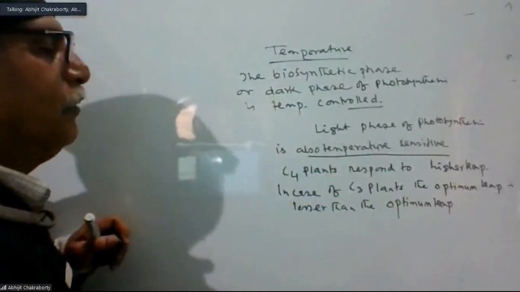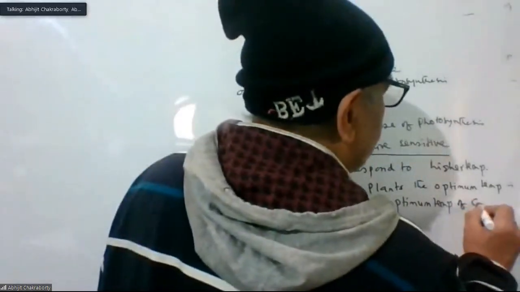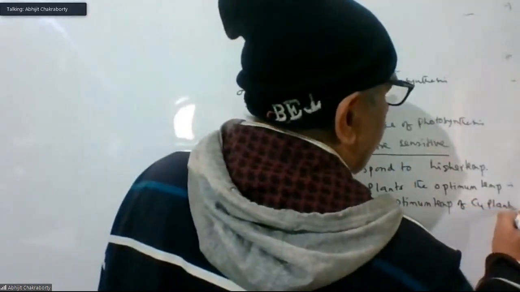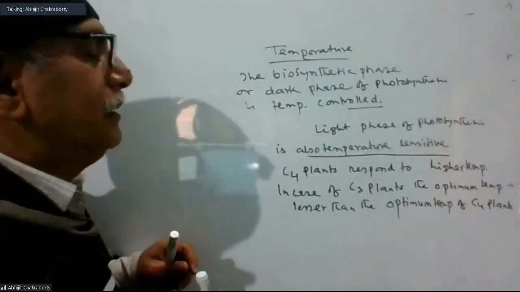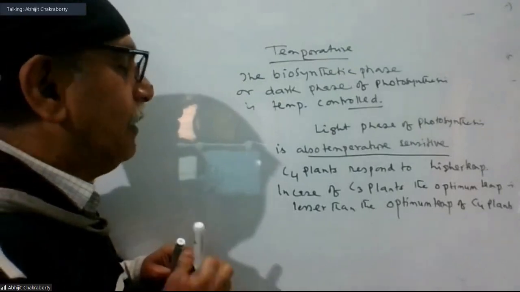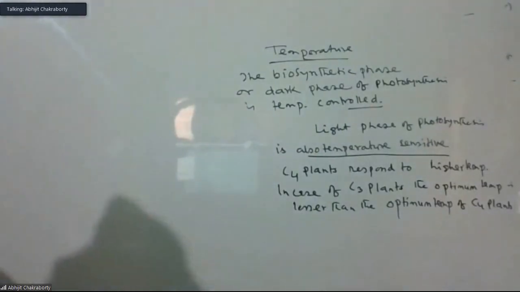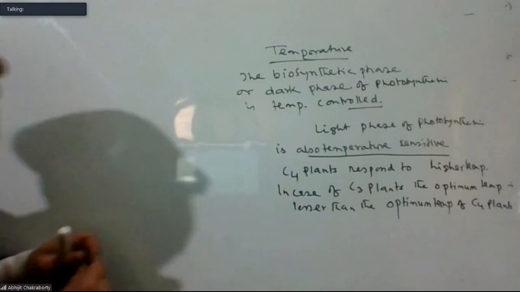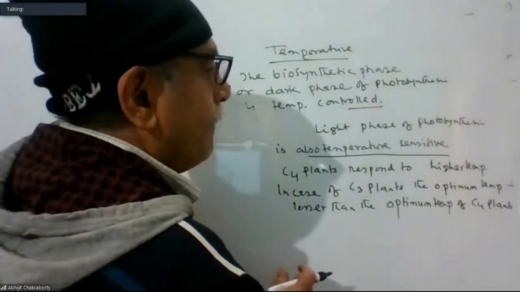Sir, in response to higher temperature, in case of C3 plants, the optimum temperature is lesser than the optimum temperature of C4 plants? So C4 plants respond to higher temperature. In case of C3 plants, the optimum temperature is lesser than the optimum temperature of C4 plants. Clear?